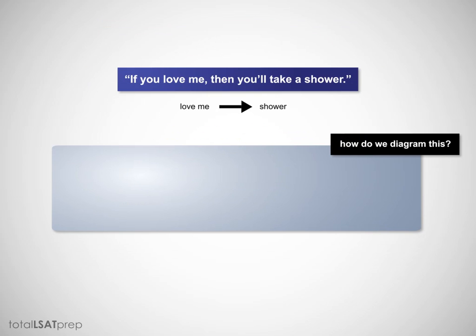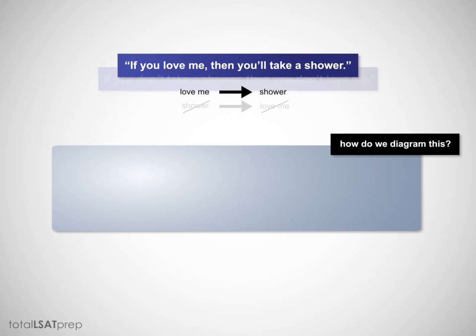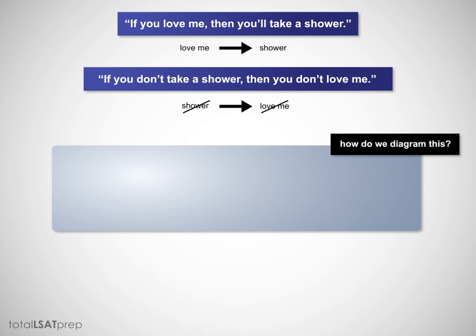Same thing with this conditional. If you love me, then you'll take a shower. Love me, arrow, shower. The contrapositive is if you don't take a shower, then you don't love me. Shower with a line through it, arrow, then love me with a line through it. A requirement for loving me is taking a shower. So if you don't take a shower, that means that you then don't love me.